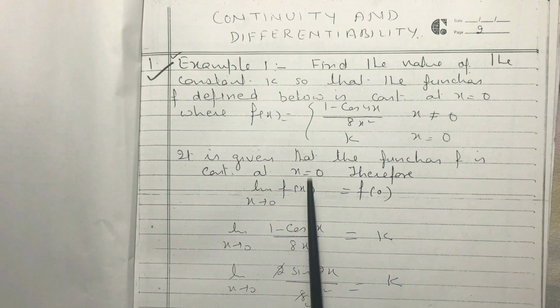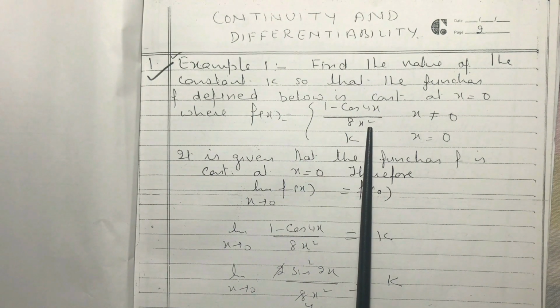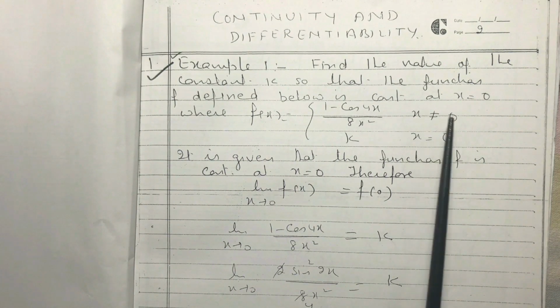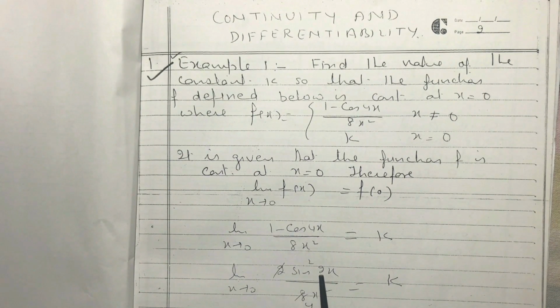Now here f(x) is what function? 1 minus cos 4x upon 8x square, where x is not equal to 0. So the limit as x tends to 0 of (1 minus cos 4x) upon 8x square is equal to k. Now write the formula for 1 minus cos 4x. That is 2 sine square of half of the angle. Half of the angle 4x means 2x, upon 8x square. That is equal to k.